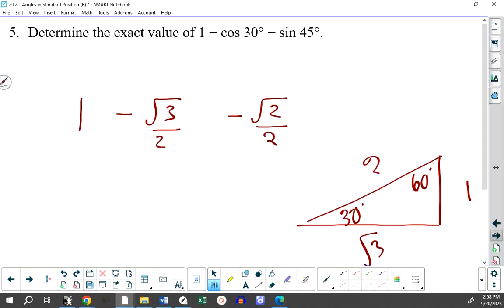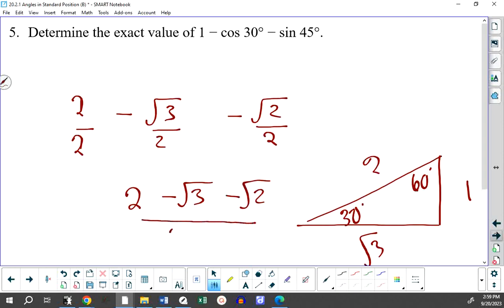Unfortunately, we do not like fractions unless they're put together. So I can rewrite this 1 as 2 over 2, and now I have a common denominator and I can put it together. 2 minus root 3 minus root 2 over 2.